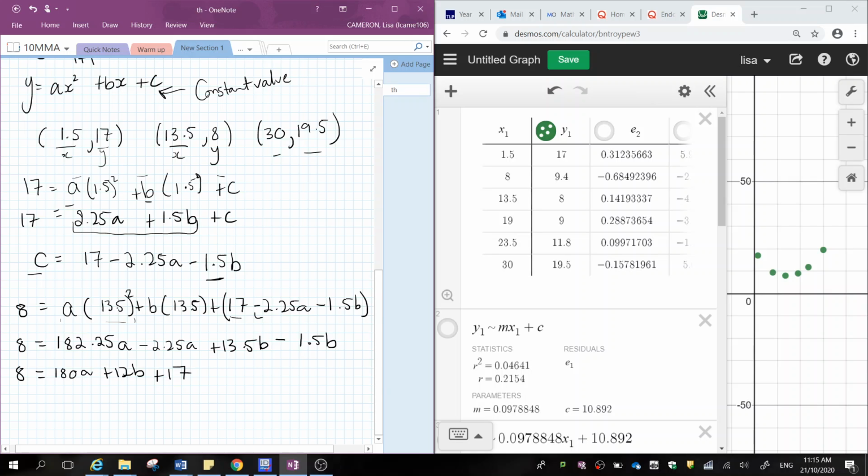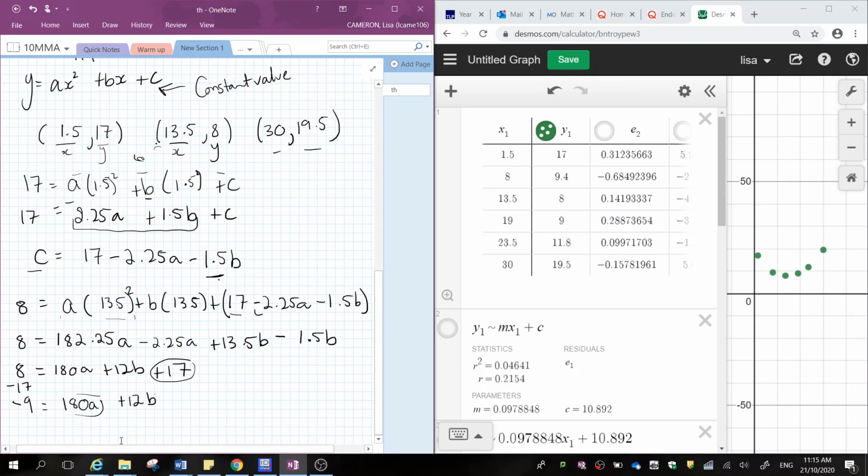It doesn't matter whether you go for a or b next. I'm going to take the 17 across first by subtracting 17. 8 minus 17 is going to give me negative 9. Okay, negative 9 equals 180a plus 12b. Then I'm going to take the 180a across. Like I said, no particular reason. You could do it in any order.